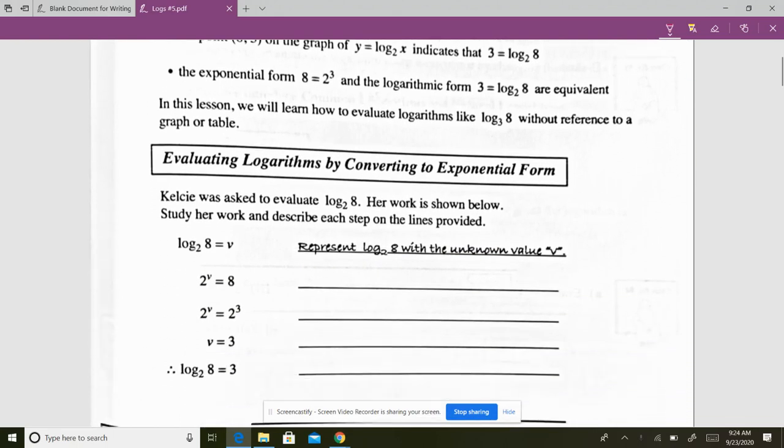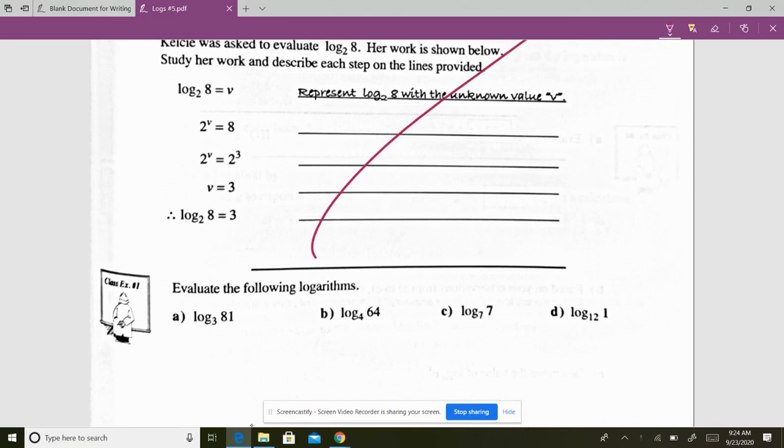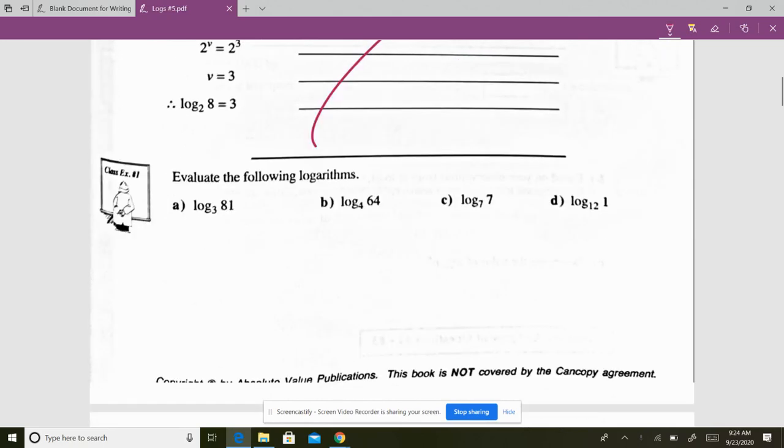We're going to skip down to the bottom here. We're going to do these. Evaluate the following logarithms. Okay. I will show you how to use your calculator later on. For now, we're going to do it without a calculator. So when they say evaluate, they're essentially saying, solve it. Give me a number. Give me what x is in this case, or y, or whatever variable you want to use. So to solve this, we're going to change to exponential form.